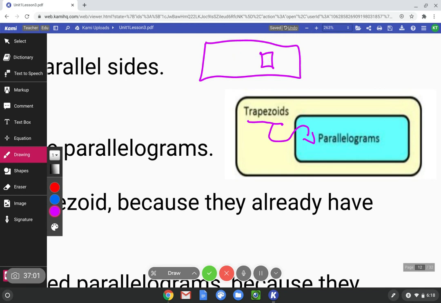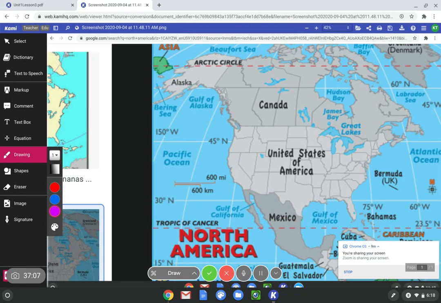An example that I used with my class today is what you would say to somebody when they ask you where you're from. If somebody asks you where you're from and you just say North America, the other person doesn't know. Are they from Canada? Are they from the USA? Or are they from Mexico? That's not specific. So saying you're from North America is like saying you're a quadrilateral. It gives us an idea, but it's not specific.